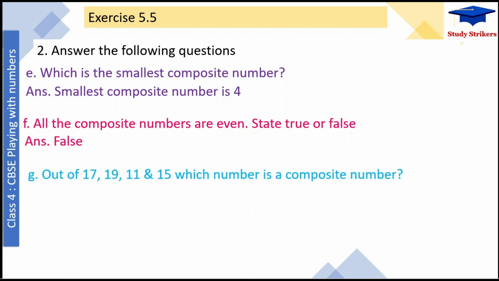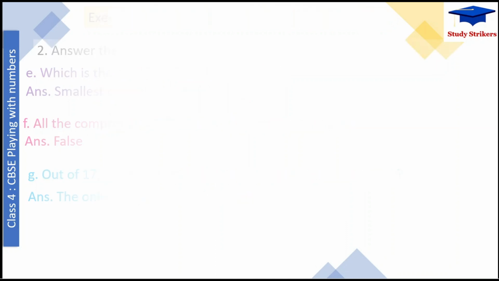Out of 17, 19, 11 and 15, which number is a composite number? So we know that 17, 19 and 11 have only two factors, 1 and the number itself. 15 is the only number which has more than two factors. So here 15 is a composite number. Okay, so done with this question.